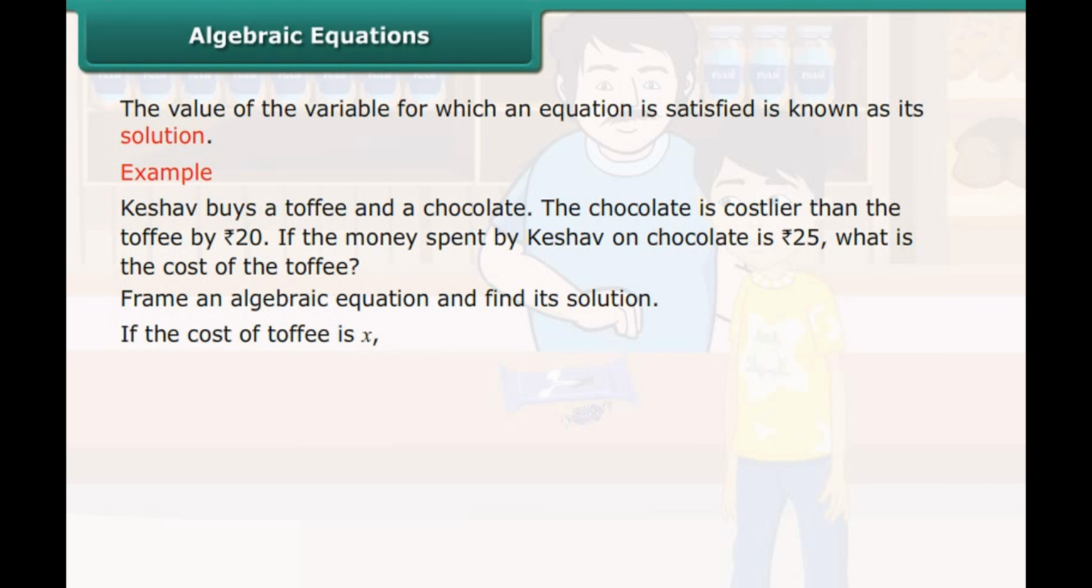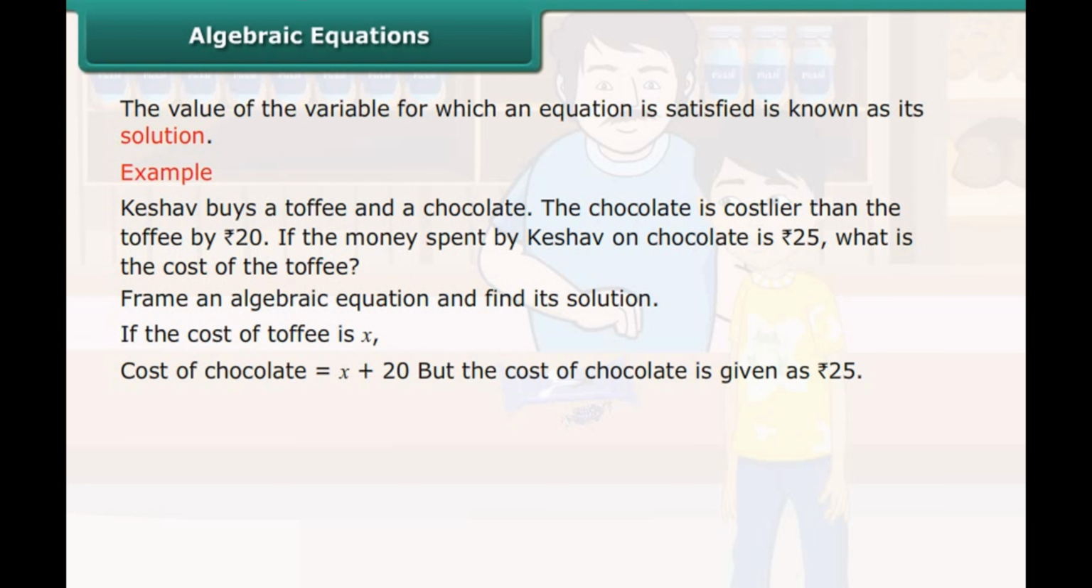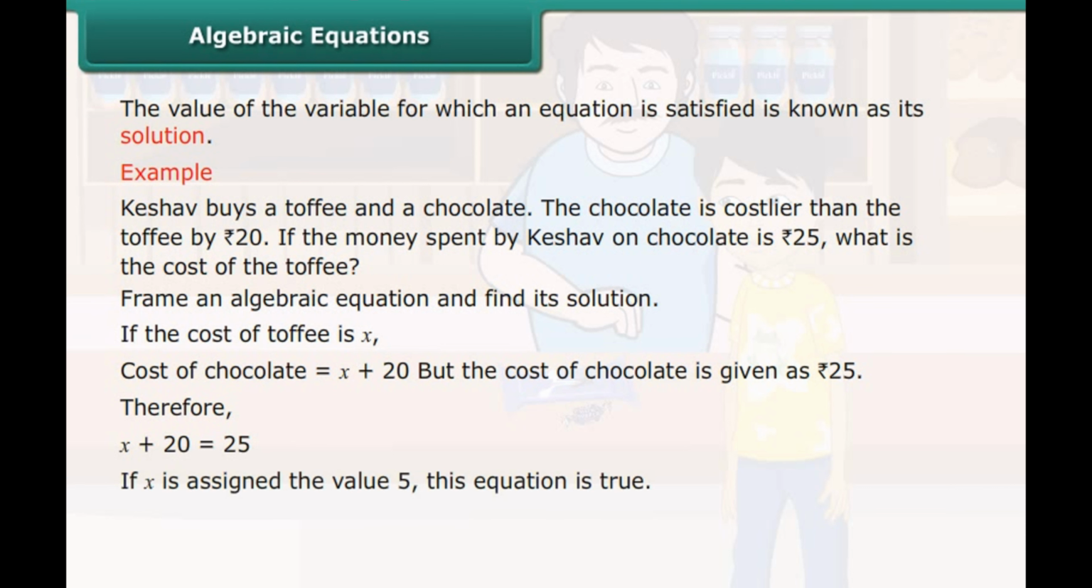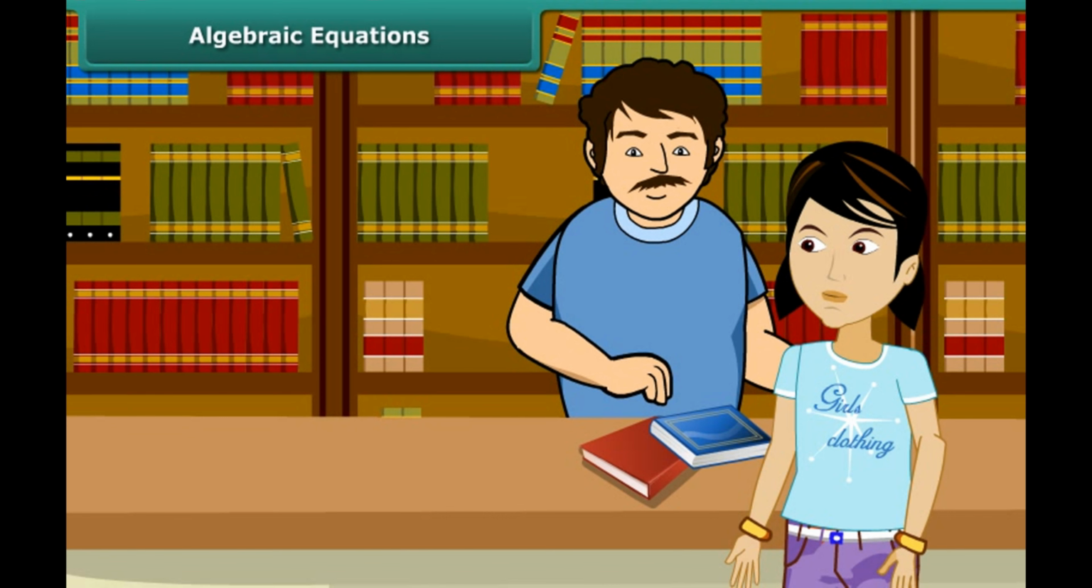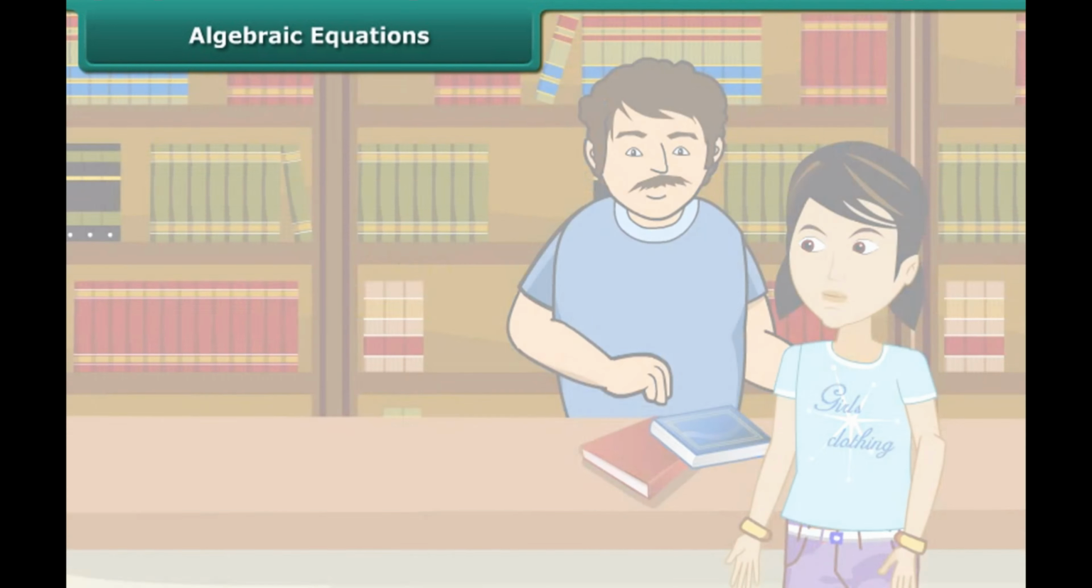If the cost of toffee is x, the cost of chocolate is equal to x plus 20, but the cost of chocolate is given as 25 rupees. Therefore, x plus 20 is equal to 25. This equation is true if x is assigned the value 5. x is equal to 5 is the solution of the equation. It means that the cost of the toffee is 5 rupees. Let us look at another example.